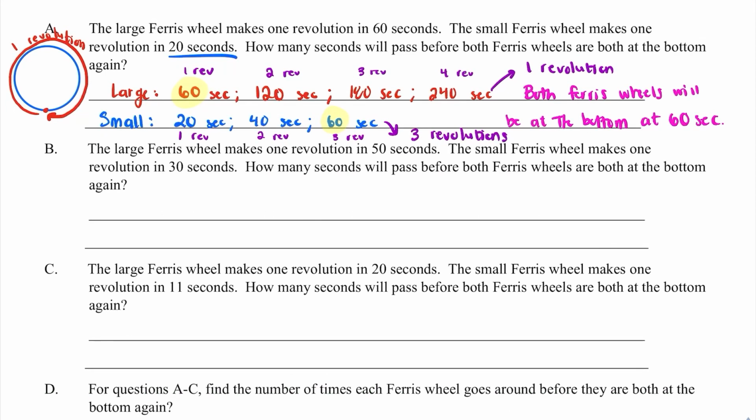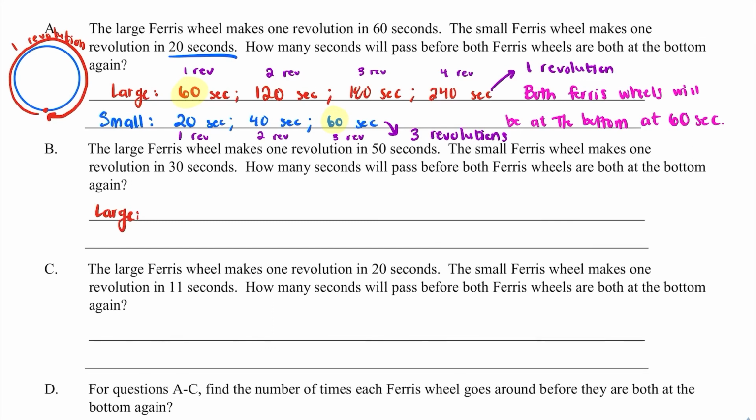Okay, let's go ahead and do it again. So we have more Ferris wheels. We have a large one. We have a smaller one. Okay, and our job is to find out, well, how many seconds will pass before both Ferris wheels are both at the bottom again. Okay, so it's a very similar process here.